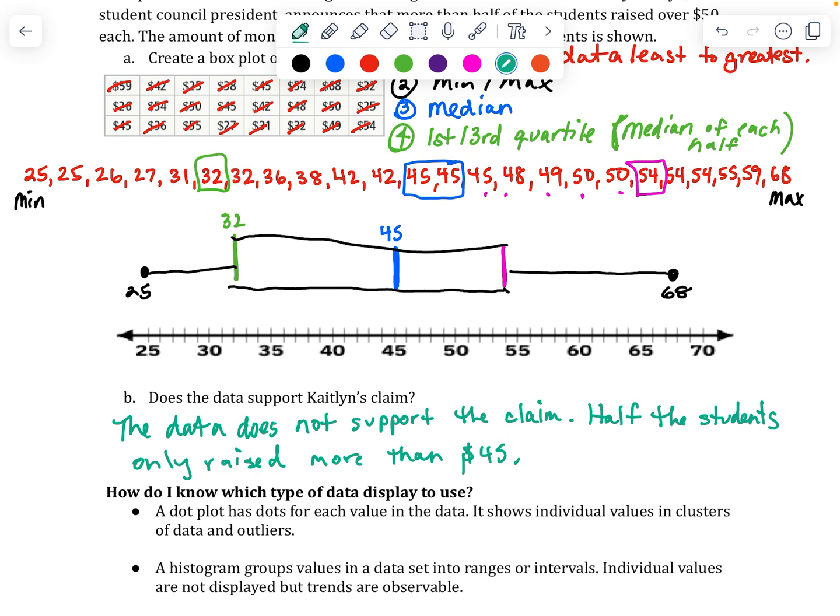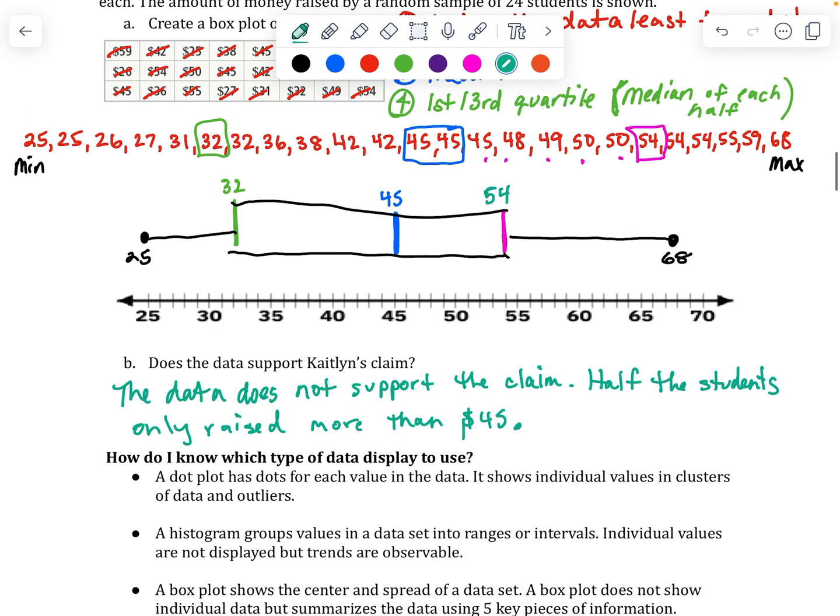And you could also argue that half the students only raised $32 to $54. So that would maybe be a better claim, that the main middle 50% of the students raised between $32 and $54. Okay, so that's how we make a box and whisker plot.